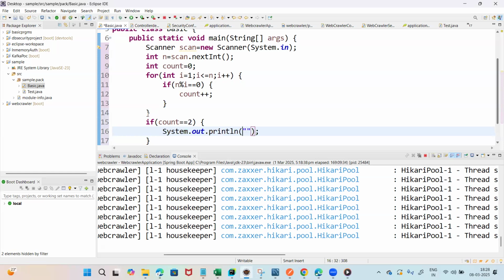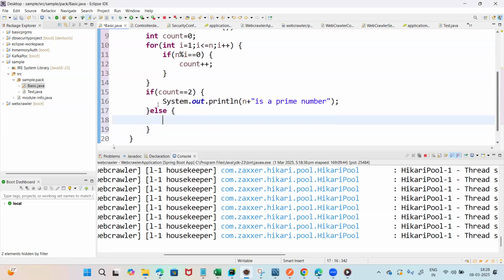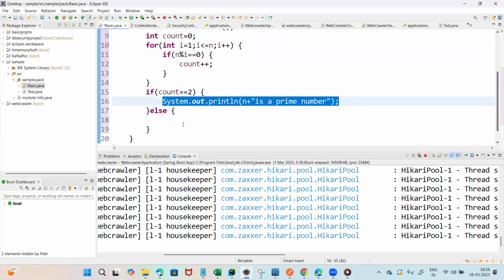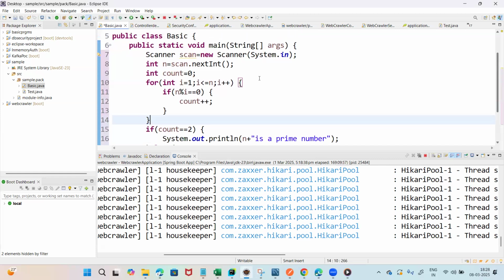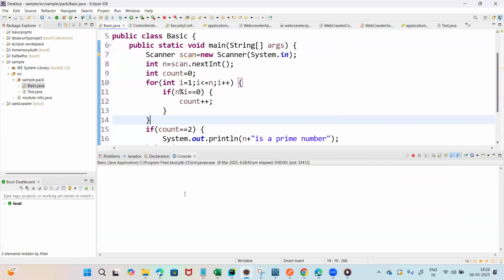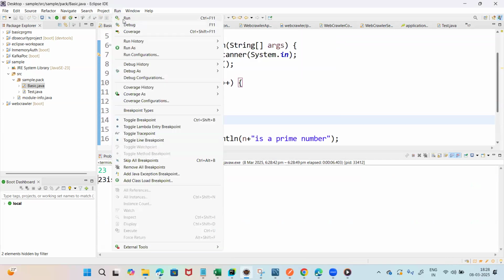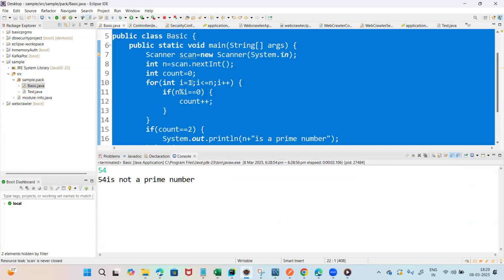Okay, then my n is a prime number. Okay, clear, guys? N is a prime number. Else, my n is not a prime number. Okay. 23 is a prime number. See, Gautam, you can test for another number. Now 54. 54 is not a prime number, right? Now the same program I can optimize, let me copy this code.